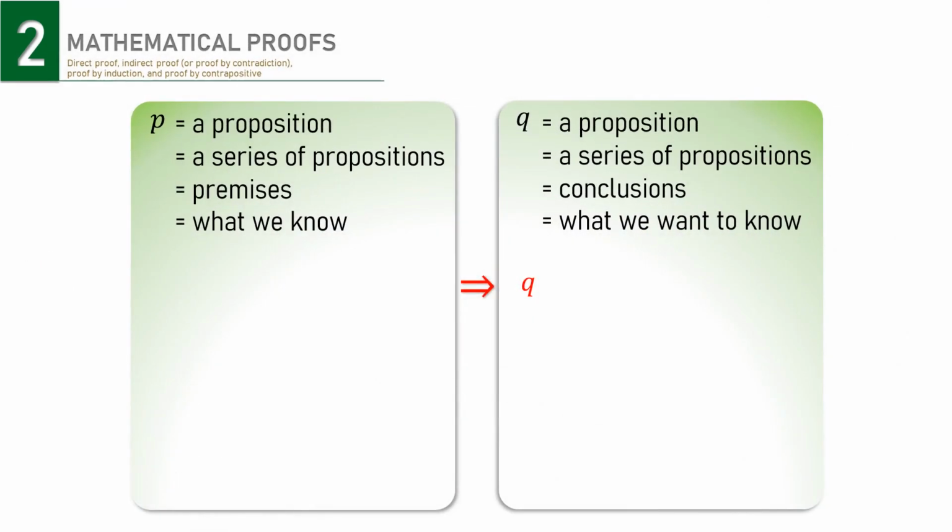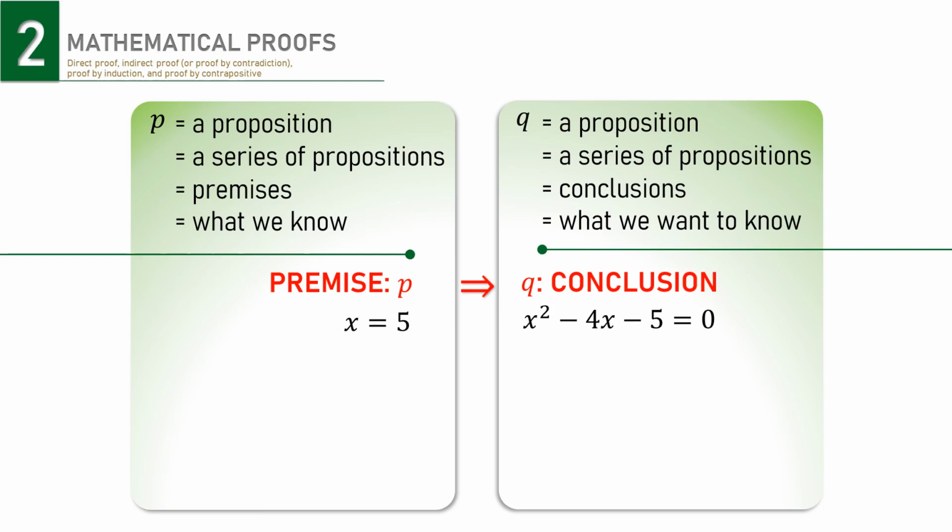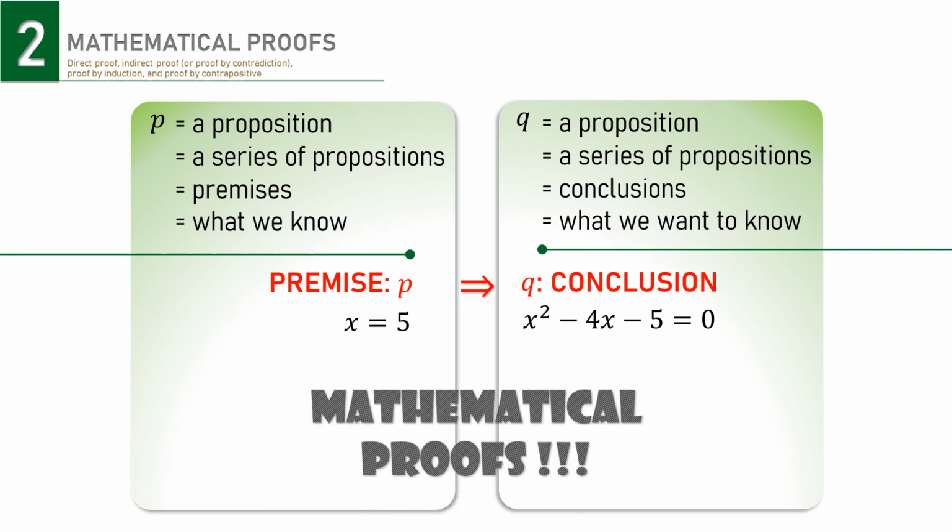In math, we may have similar situations. For instance, we have the premise x equals 5, and the logical conclusion is x squared minus 4x minus 5 equals 0. Is the conclusion correct, or is it a true implication? Can it be replaced with equivalence? To answer the questions, we need the so-called mathematical proof.